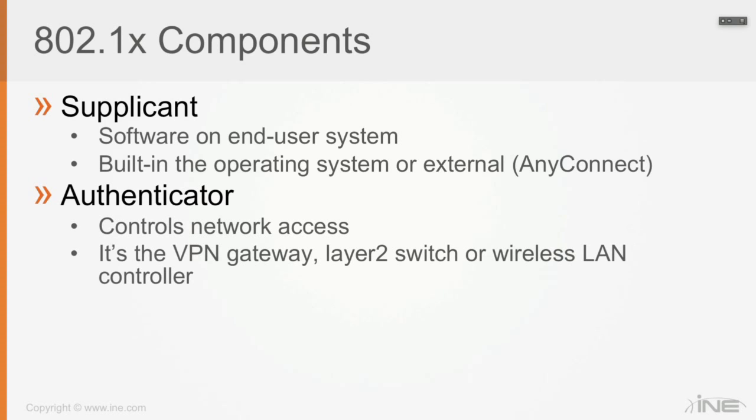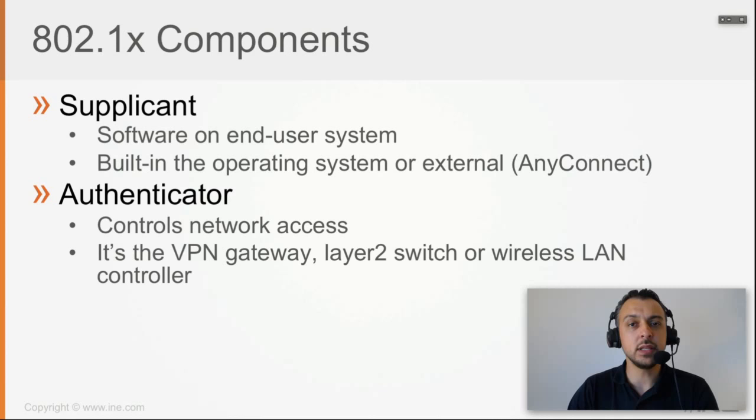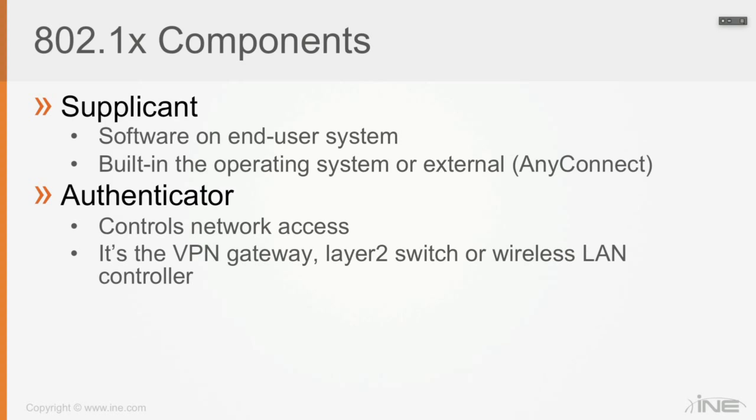The authenticator is the device which controls network access. So the authenticator is where the user is connected to. It's going to be a VPN gateway, a layer 2 switch, or a wireless LAN controller, because those are the three methods you can connect any device to a network: via VPN tunnel, via wired infrastructure, or via wireless infrastructure. So based on the connection type of the user, the authenticator is going to be the VPN gateway, the connected switch, or the wireless LAN controller, or the access point by itself in case you don't have centralized Wi-Fi.